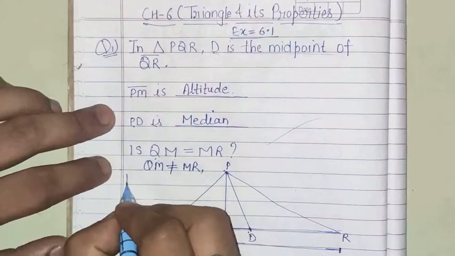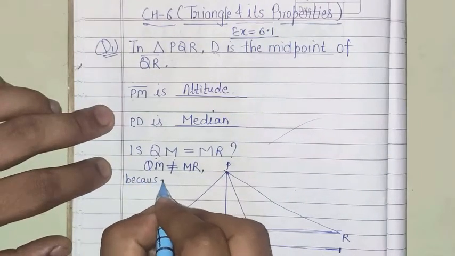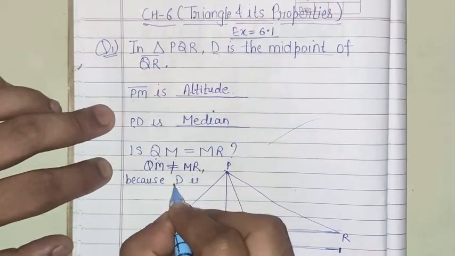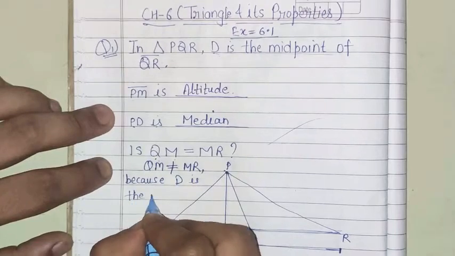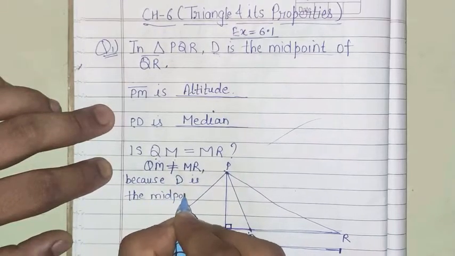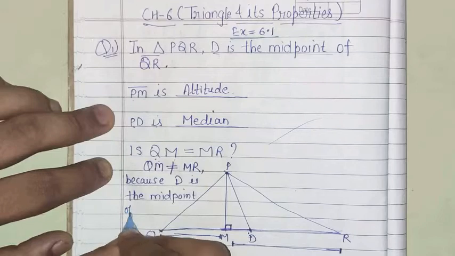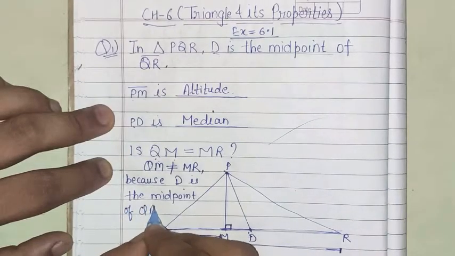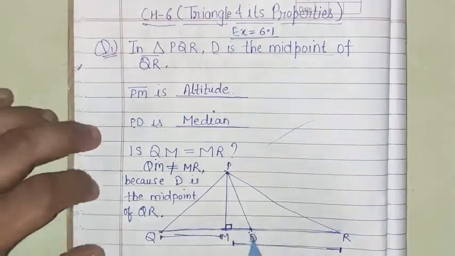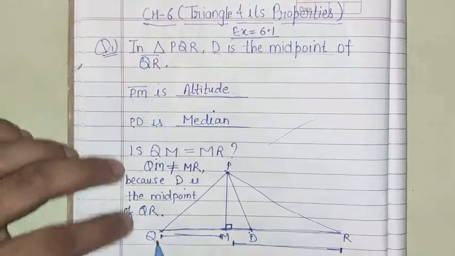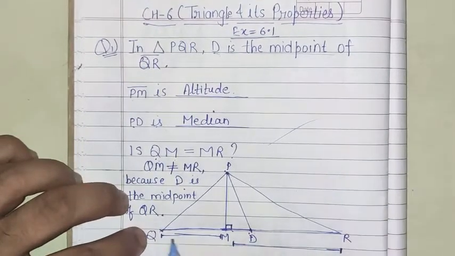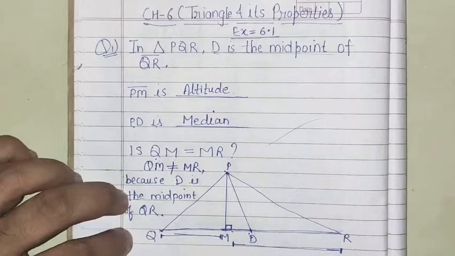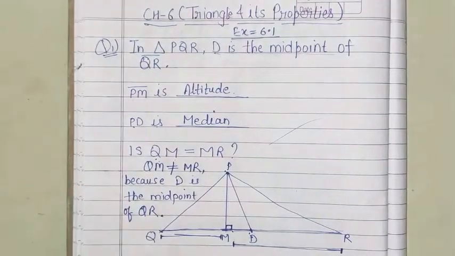Why? Because D is the midpoint of QR. Because D is already the midpoint of QR, QD is equal to DR, not QM equal to MR.